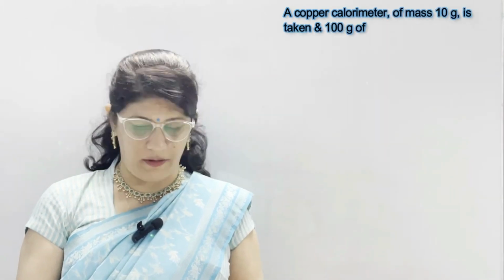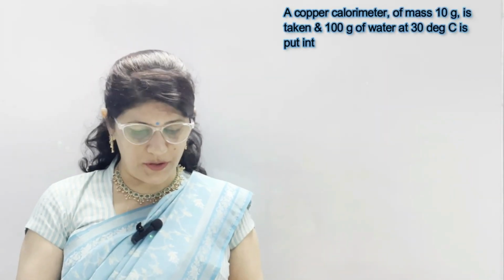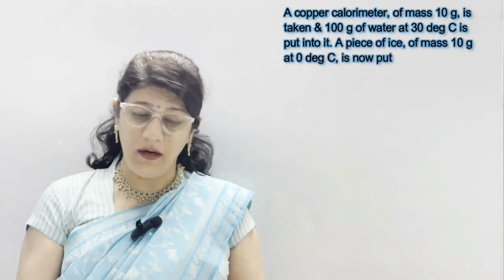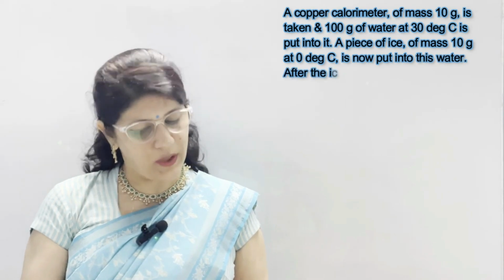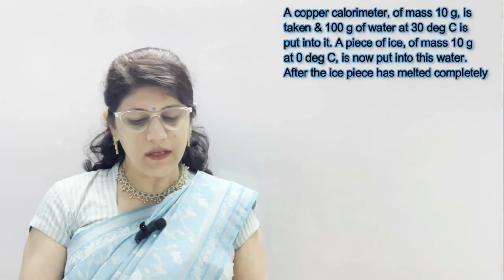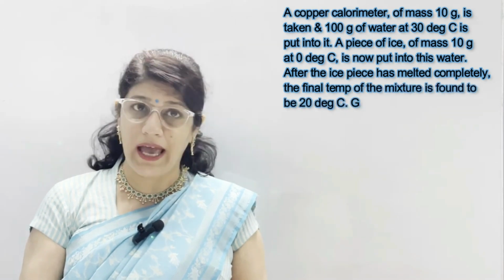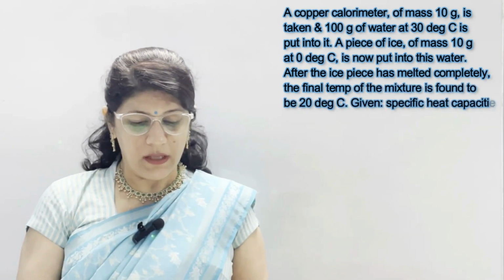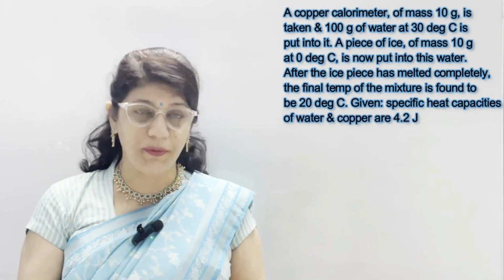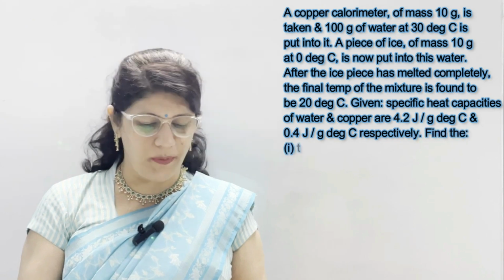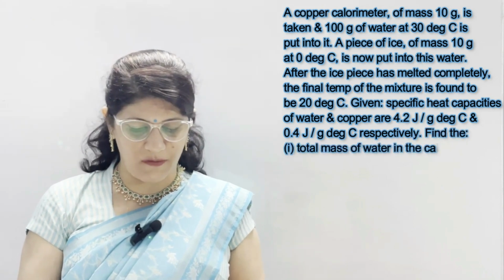Our first numerical is: a copper calorimeter of mass 10 gram is taken and 100 gram of water at 30 degrees Celsius is put into it. Then a piece of ice of mass 10 gram at 0 degrees Celsius is now put into this water. After the ice piece has melted completely, the final temperature of the mixture is found to be 20 degrees Celsius. It is given that the specific heat capacity of water and copper are 4.2 and 0.4 respectively.